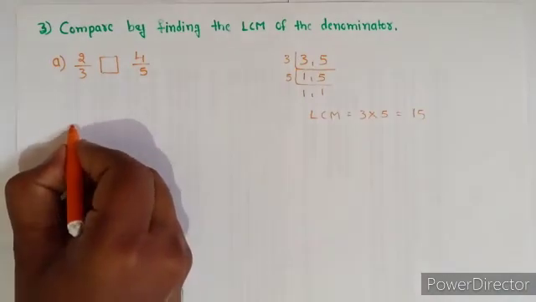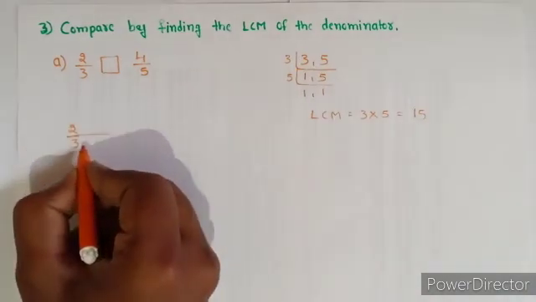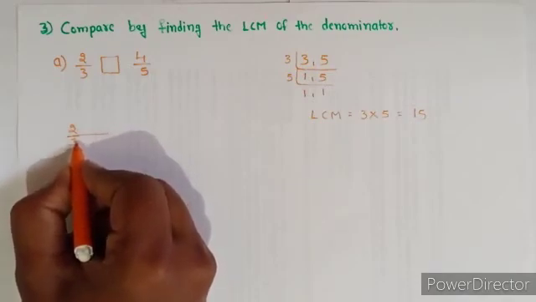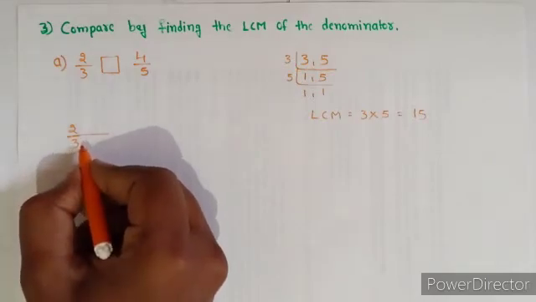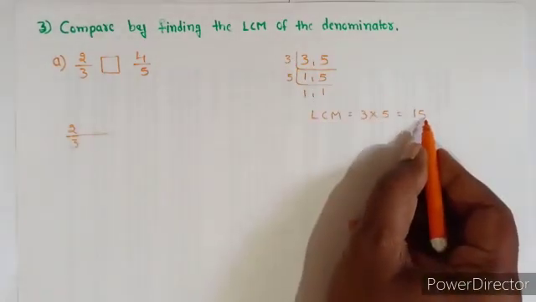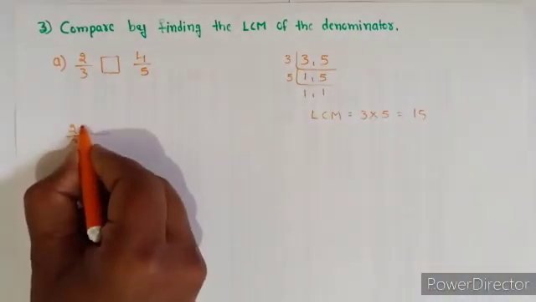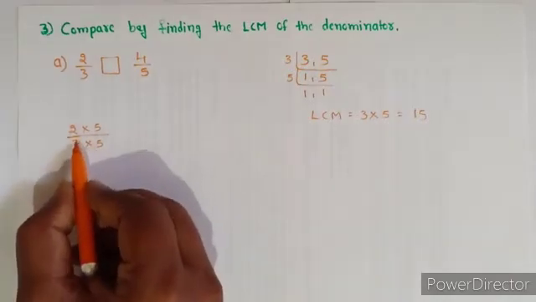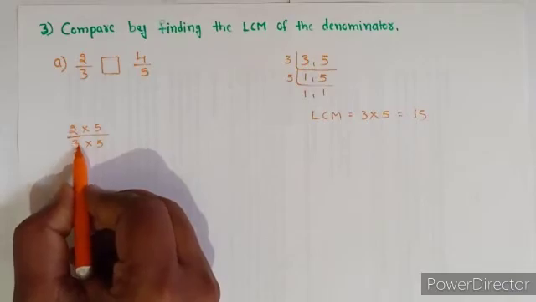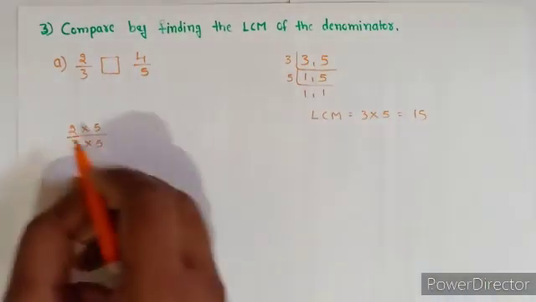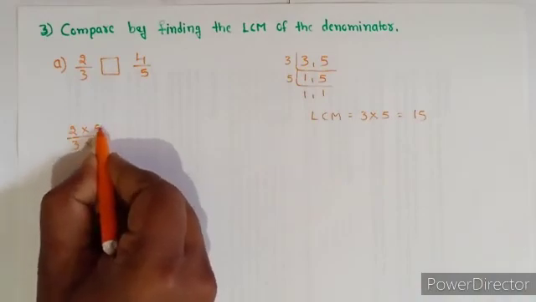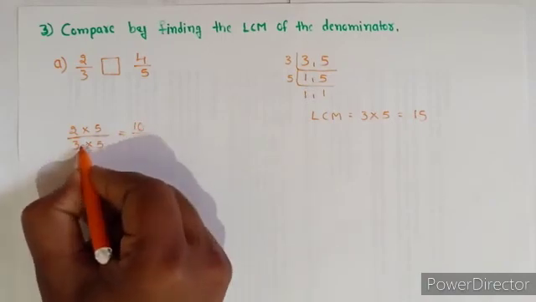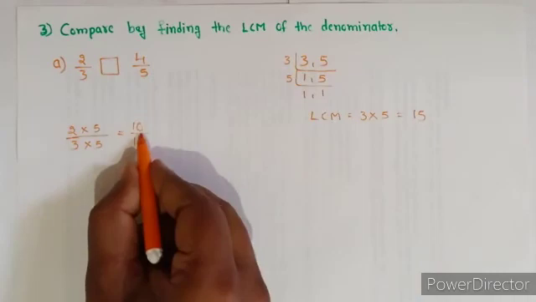So here 2 over 3, right? Here the denominator 3 divides completely into 15, LCM 15. 3 5s are 15. So right here, 5. 5 by 5. 2 5s are 10, and 3 5s are 15. We got 10 over 15.